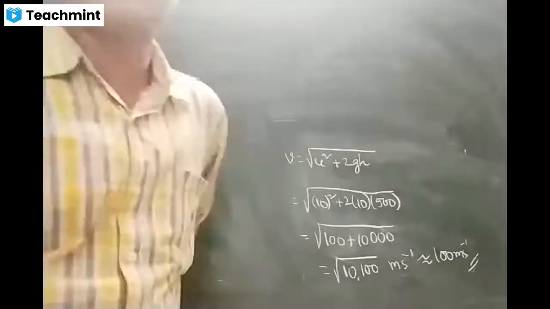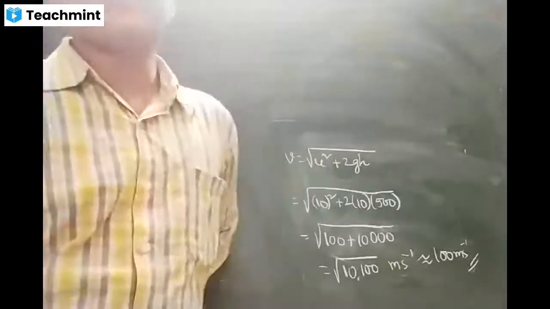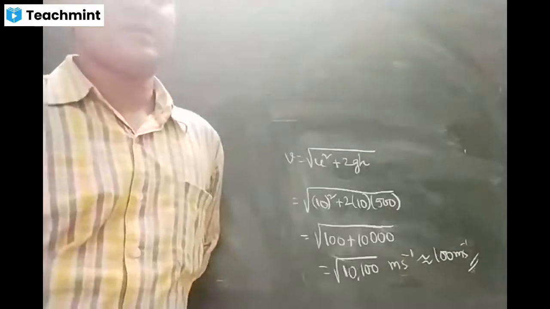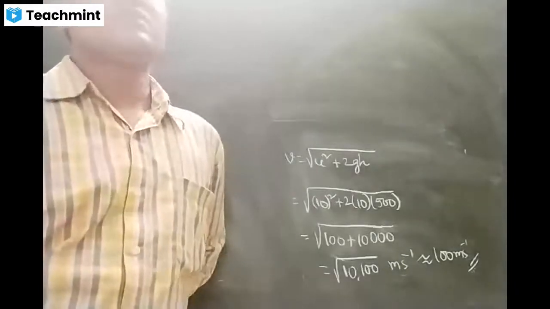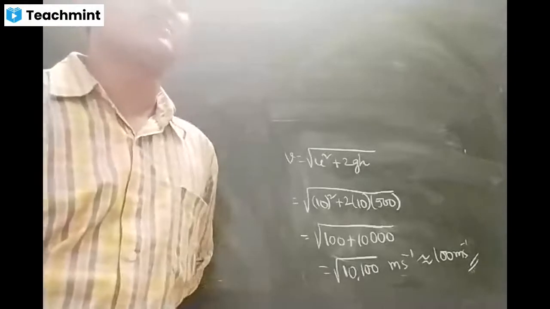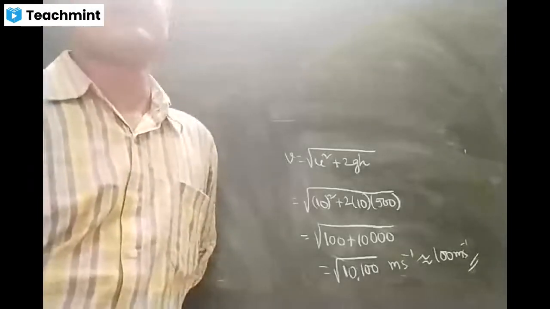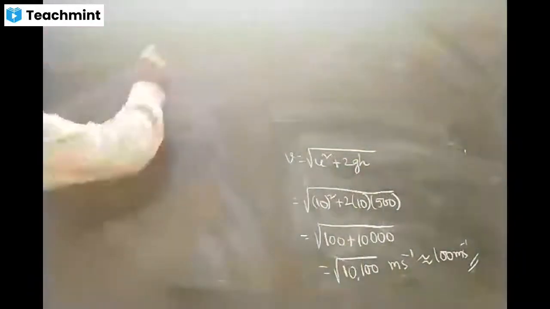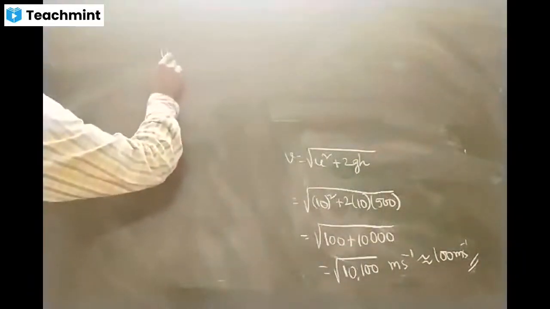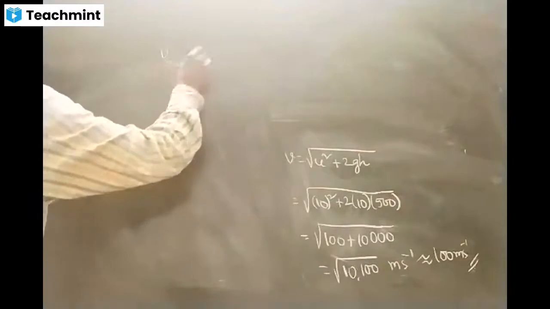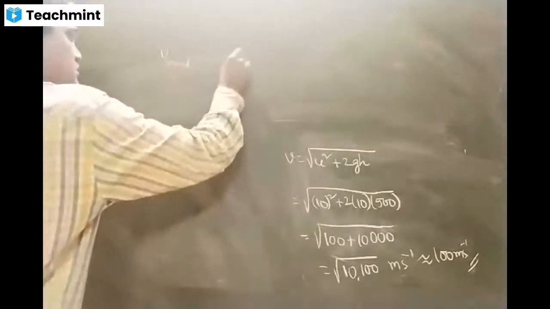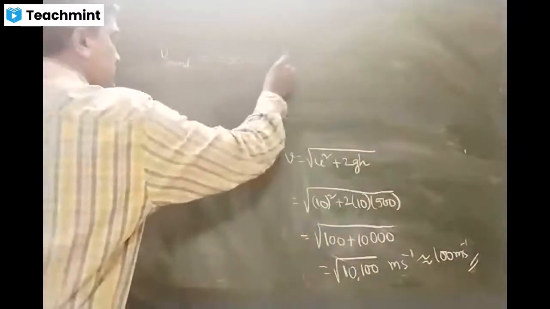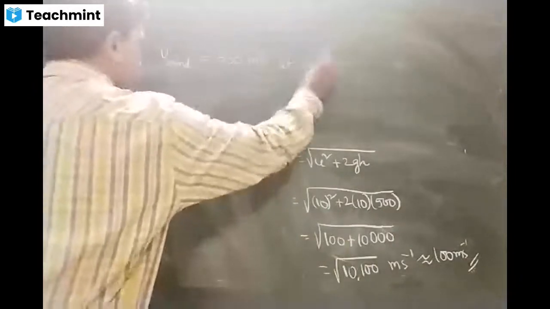Velocity of sound depends upon temperature. As temperature increases, velocity of sound also increases. Anyway, we'll do that in second year. But for the time being, remember the value of velocity of sound at 0 degrees Celsius: it is 330 meters per second.